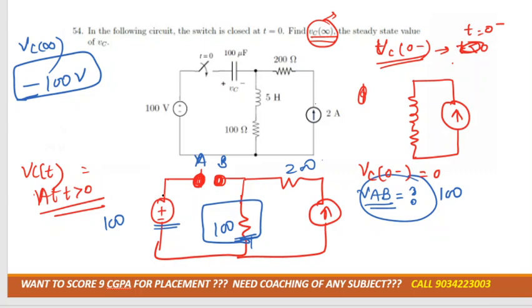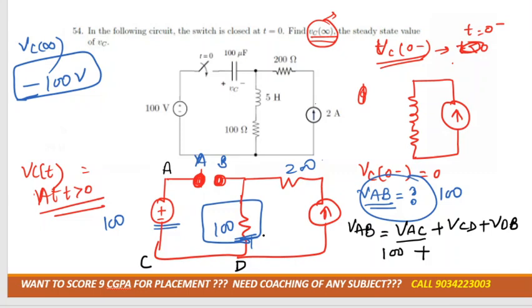So this point is marked as A, this point as C, this point as D, this point as B, right? So VAB is how much? VAC plus VCD plus VDB. Can we write it like this? VAC is how much? 100 volt. And now we need VCD. There is no resistance, no current. So the voltage across CD is how much? It is 0. If nothing is there, then the voltage across CD would be 0 only.